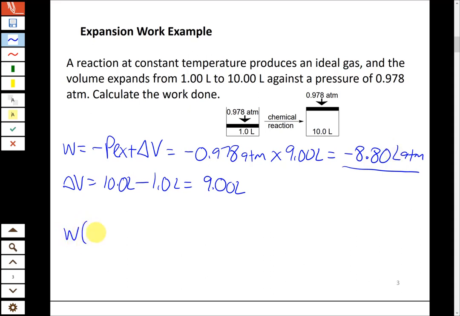So if we want to convert that to joules, you have to remember the conversion factor we just introduced. Minus 8.80 liter atmospheres. And then the conversion is 101.3 joules in 1 liter atmosphere.